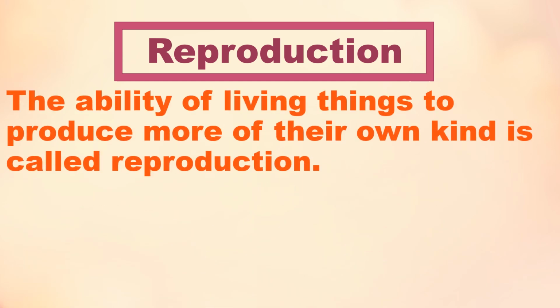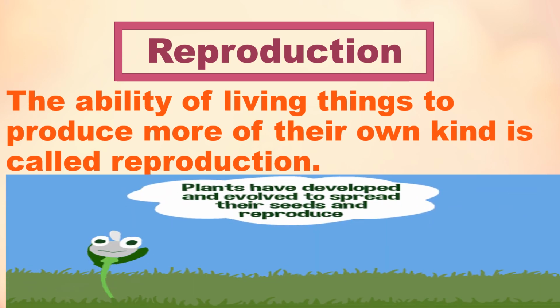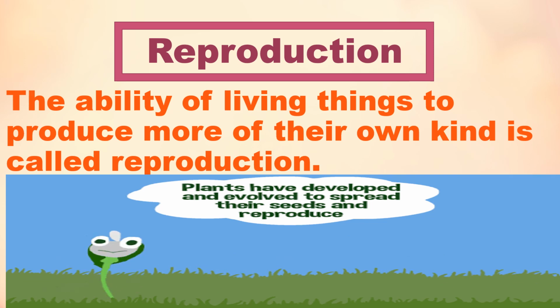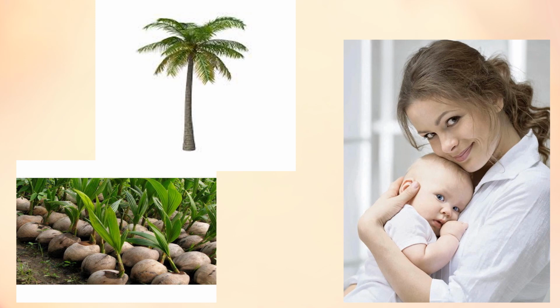We know, what is reproduction? The ability of living things to produce more of their own kind is called reproduction. Plants have developed ways to spread their seeds and reproduce. Coconut trees reproduce a small young one, and also human beings reproduce a small young one. This is called reproduction.